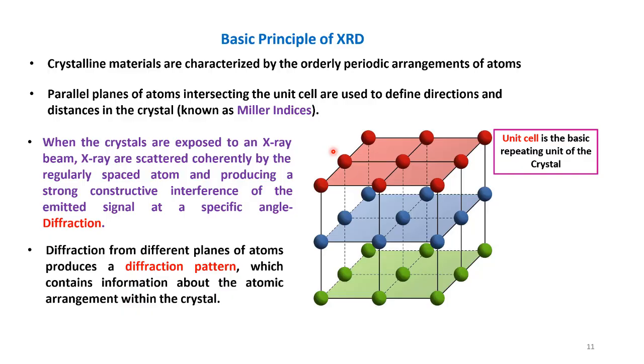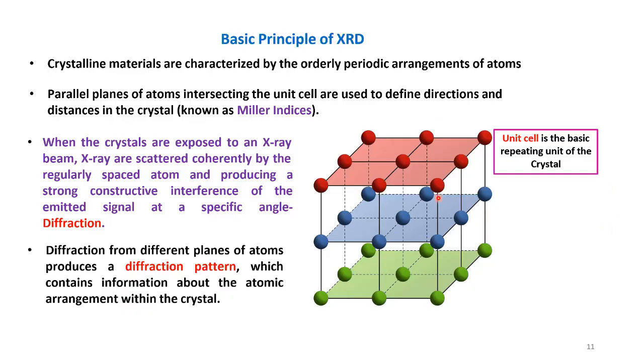For a crystalline material, it is very important to know the periodic arrangement of the atoms, even for polymers, like how the atoms are arranged in our material. Crystalline materials are characterized by the orderly periodic arrangement of atoms. In that case, we can know the parallel planes of atoms which are intersecting the unit cell.